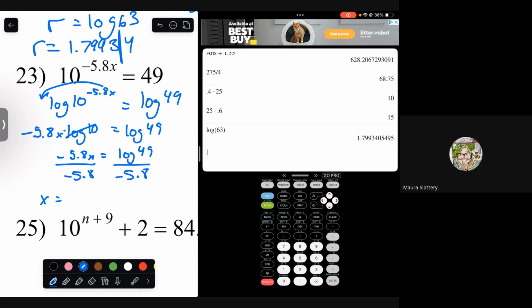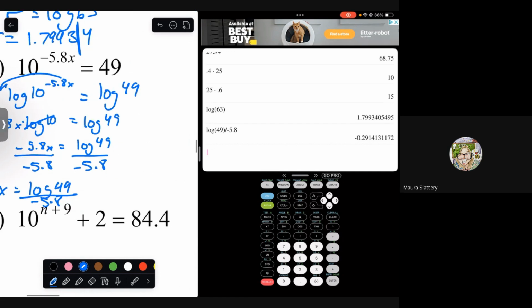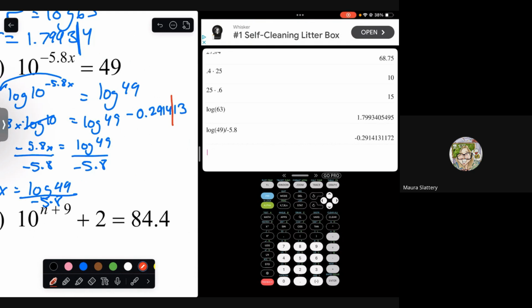So we get that x is equal to log of 49 all over negative 5.8. We can just go to our calculator. We're going to do log of 49 divided by negative 5.8. I'm going to write it out before rounding so we can discuss the rounding: negative 0.291413. We have to round to 4 decimal places, so I cut it off here. My 1 tells my 4 to stay the same, so my answer is negative 0.2914.